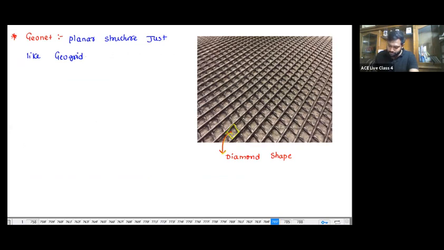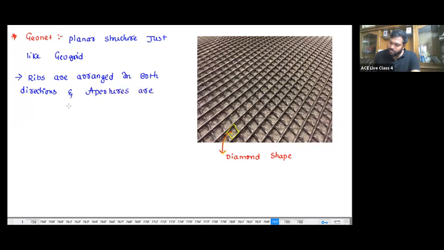Now the ribs are arranged in both directions, and the apertures are diamond shape.